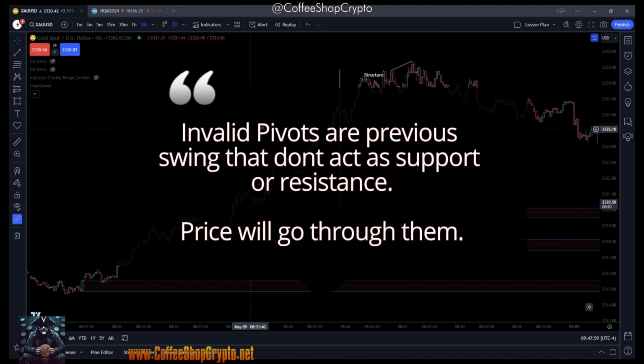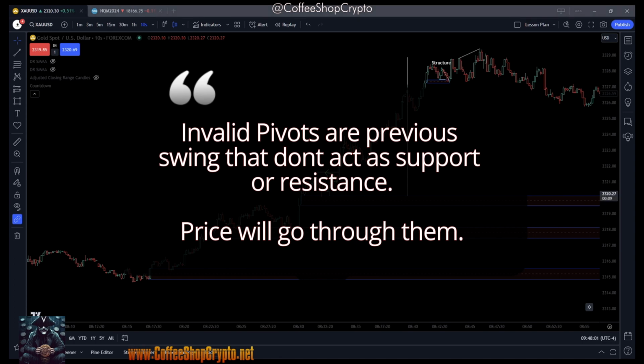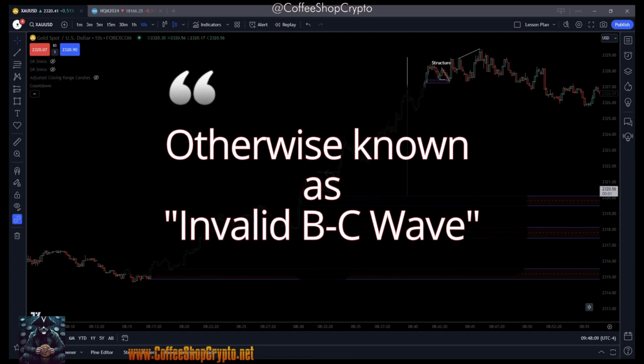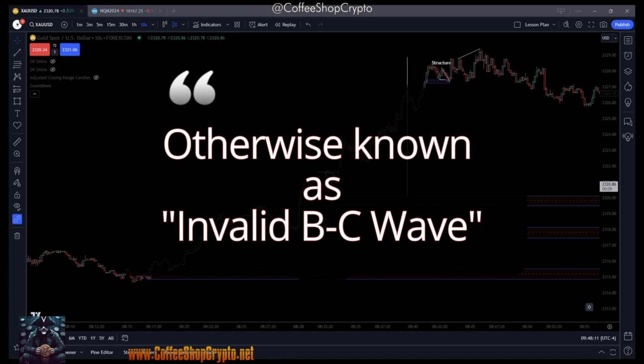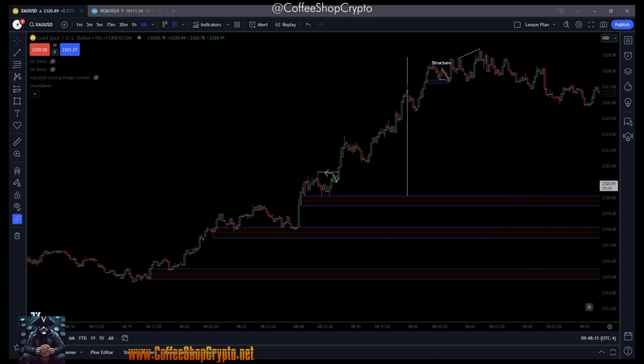So, all right, that covers how to spot liquidity. What's next on the quick little list we got here? Liquidity, high lows, invalid BC wave. Okay, so let me tell you what an invalid BC wave is. And I think I covered that a little bit.